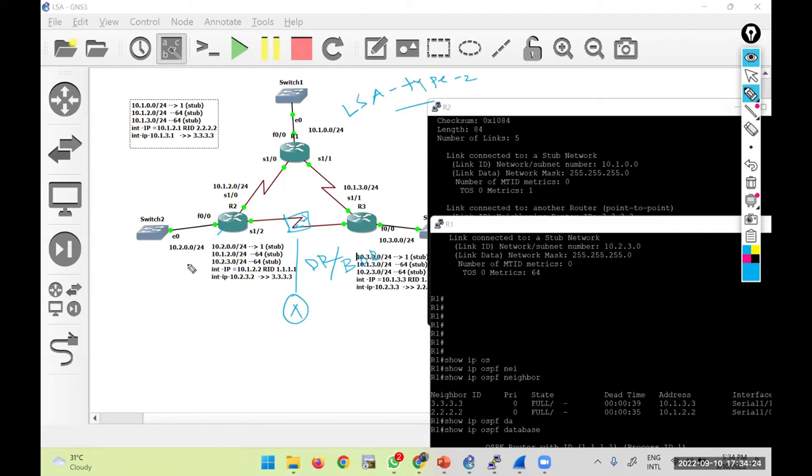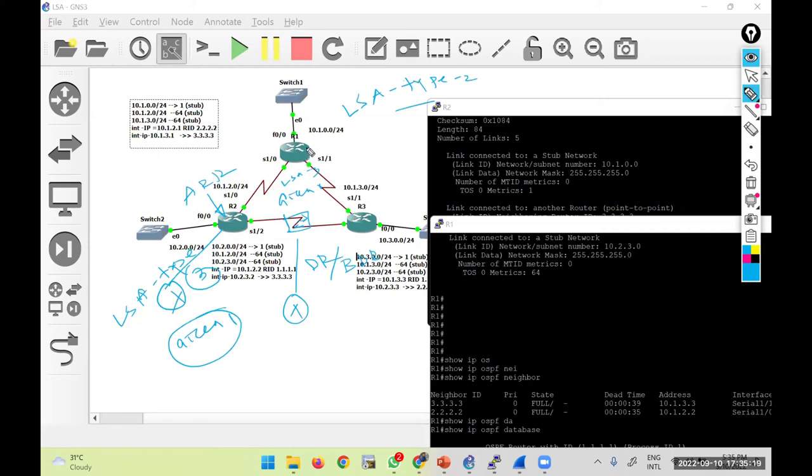When you are connected with the other area, like this is area 0, and this router is connected to area 1, then this router is called an ABR, and you will get the LSA type 3. That means all the ABRs are publishing the LSA type 3 to other areas. So in area 0, you will find the network under this router as an LSA type 3.